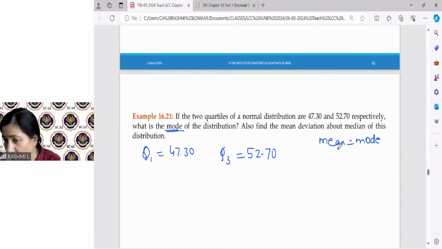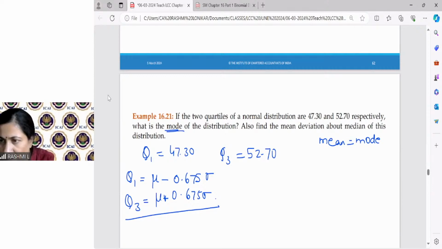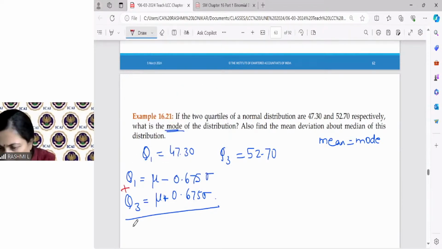Now I know what Q1 is. Q1 is equal to mu minus 0.675 sigma, and Q3 is equal to mu plus 0.675 sigma. If I add these two, what happens? Q1 plus Q3 is equal to 2 times mu, because the minus and plus cancel.